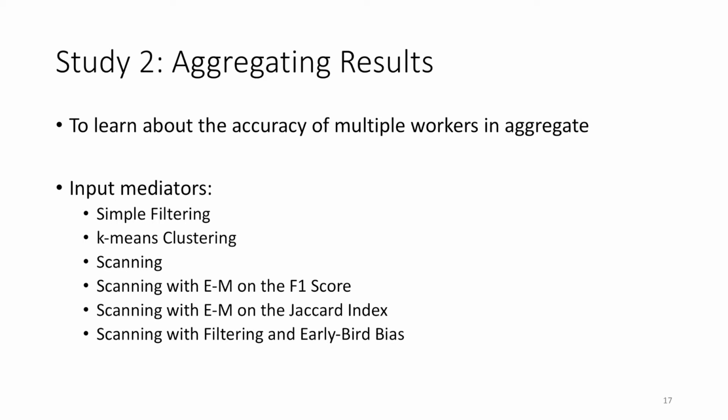The second experiment is aggregating results. The study is to learn about the accuracy of multiple workers in aggregate. To give analysts a clear indication of the occurrences of behavioral events, Glance aggregates worker responses using an input mediator. It uses a variety of input mediators to fit the needs of analysts. Here we implemented 6 input mediators: simple filtering, k-means clustering, scanning, scanning with EM on the F1 score, scanning with EM on the Jaccard index, and scanning with filtering and early bird bias.